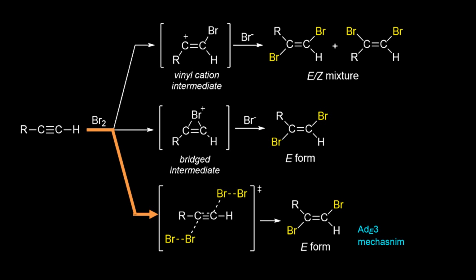All right, to sum it up, alkynes react with halogens to give trans-dihalides, mainly through anti-addition, and the halonium ion pathway explains that best. But we also explored two other possibilities, the vinyl cation mechanism and the concerted AdE3 pathway, which help explain a few of the exceptions we sometimes see. Thanks for watching, and as always, I'll see you in the next Chem Story video.